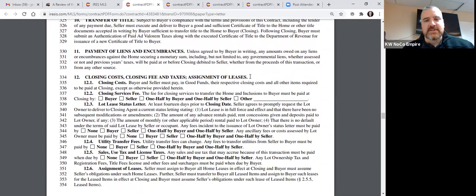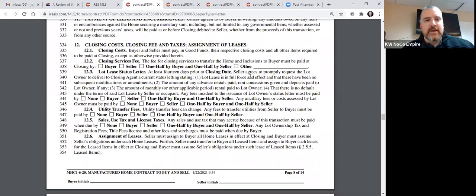Payment of liens and encumbrances, unless it's been agreed to somewhere by the buyer and seller in writing. Any amounts that are owed on any liens or encumbrances against the property are all going to be paid at closing by the seller and come out of the seller's proceeds. Okay. Closing, again, fairly similar.